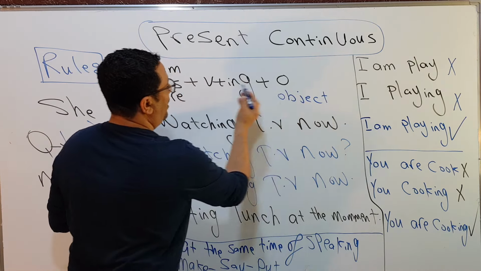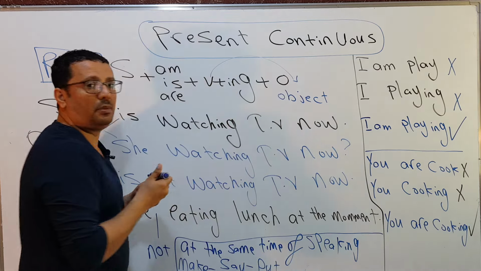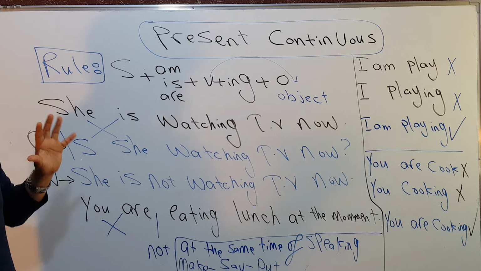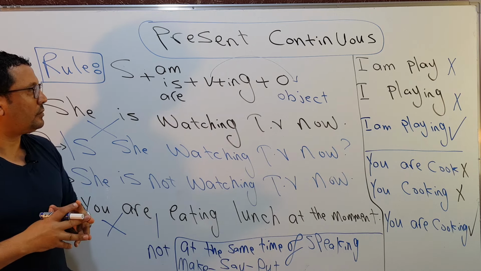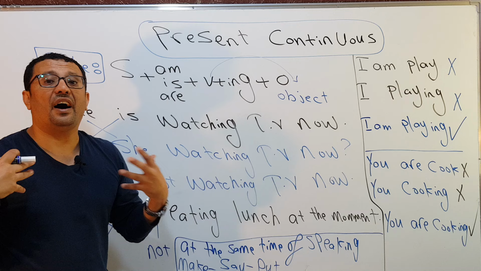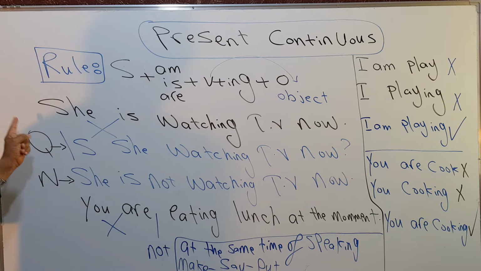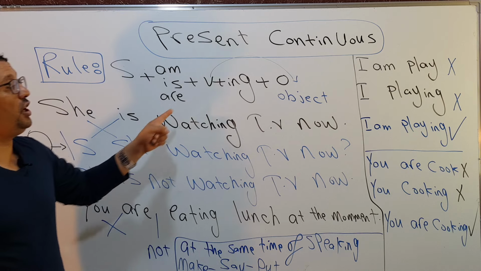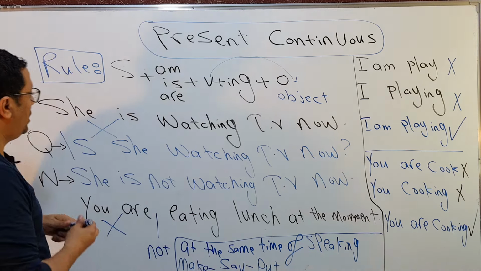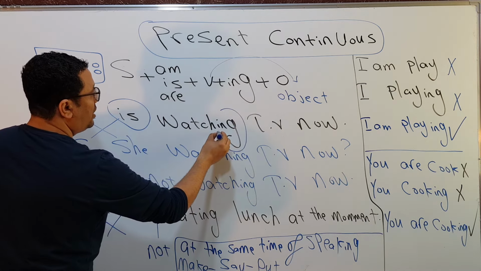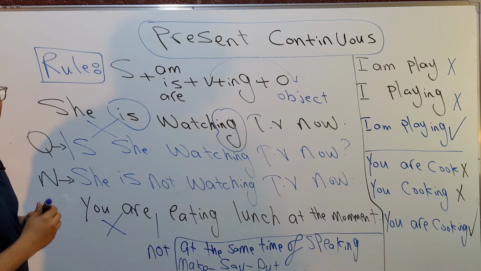أي الذي يقع عليه الفعل دائما في اللغة العربية. الفعل يقع على المفعول به. Okay, this is not the point. Now we have an example: she is watching TV now. Look, she is watching TV now.